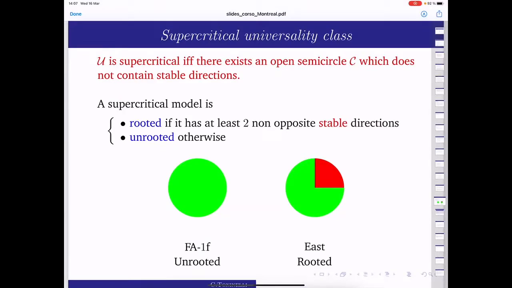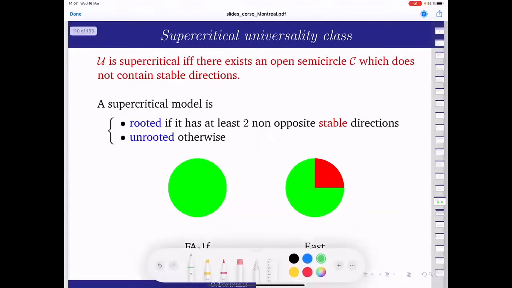The first thing that might happen, and I will call the models that satisfy this property supercritical, is that if I look at all the directions of the plane, I discover that there is at least one open semicircle which contains only unstable directions, which means in my color code that I have at least one green semicircle.